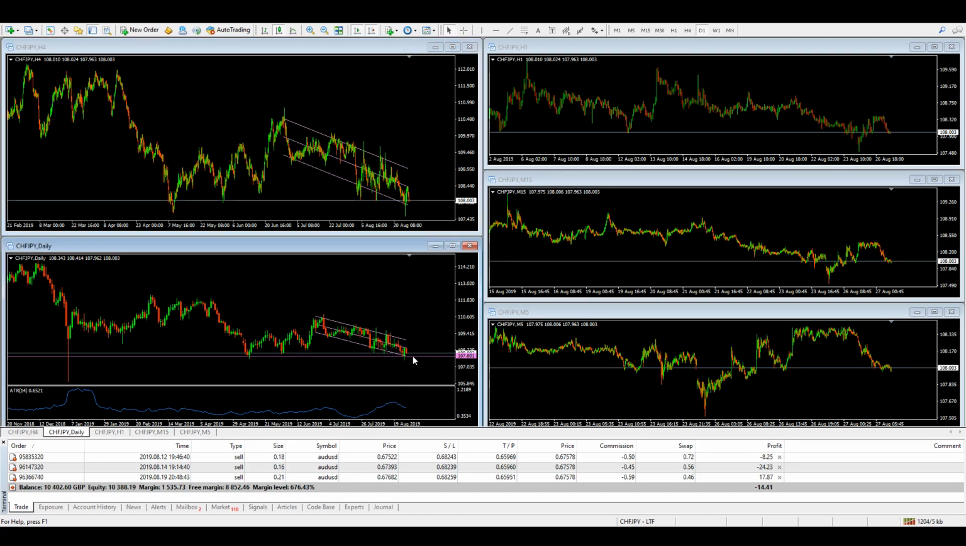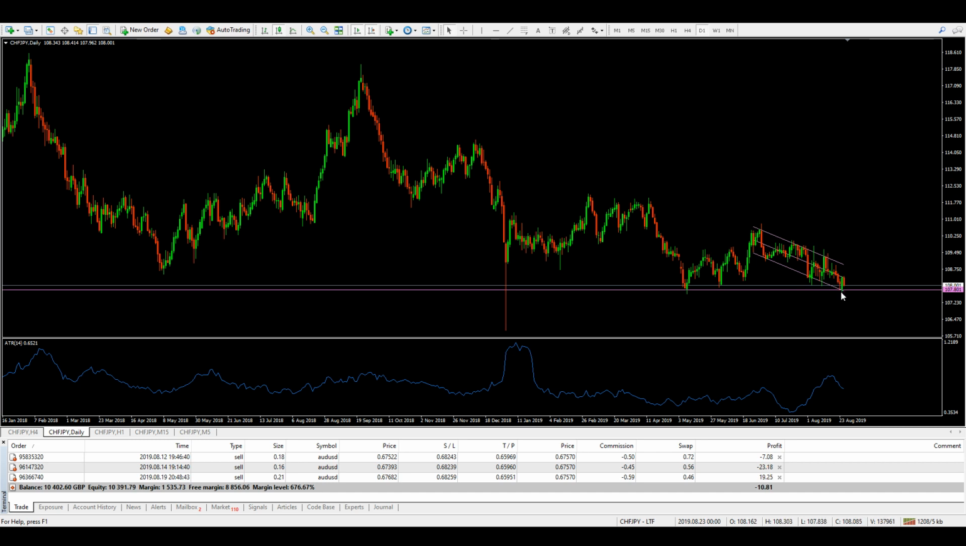CHF JPY, I'd be bearish overall on this, but the problem at the moment is the way it's encountering this previous support. We can see in yesterday's candle it interacted with this zonal area of support, failed to break through it definitively, but we do have this channel on the daily, but it's just in an oversold area at the moment.